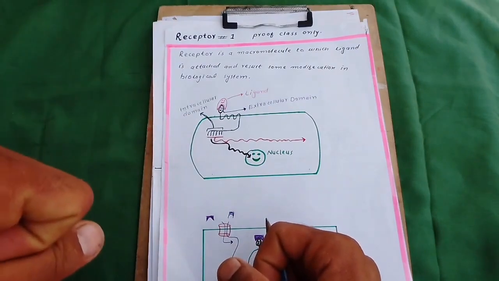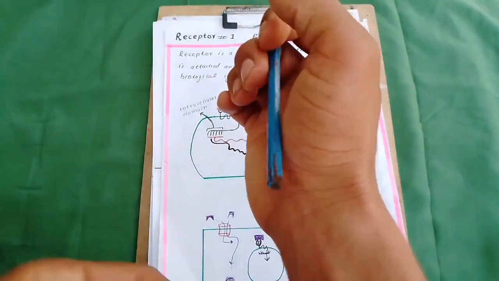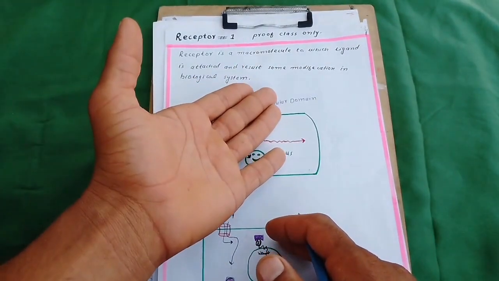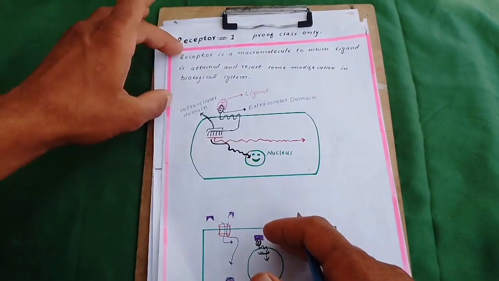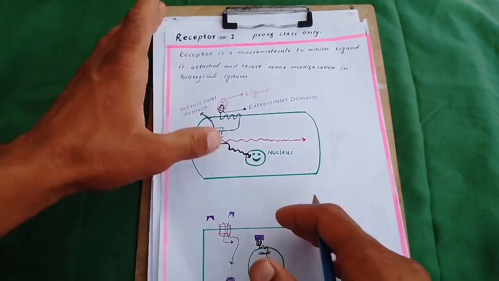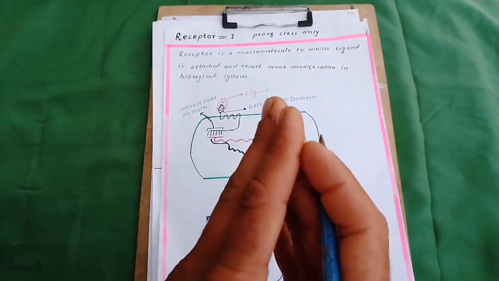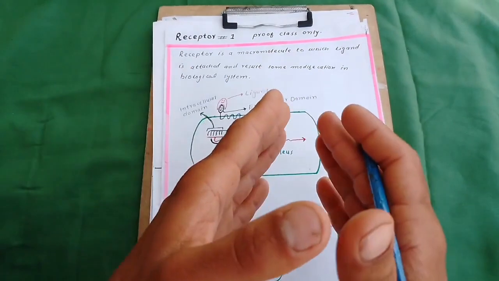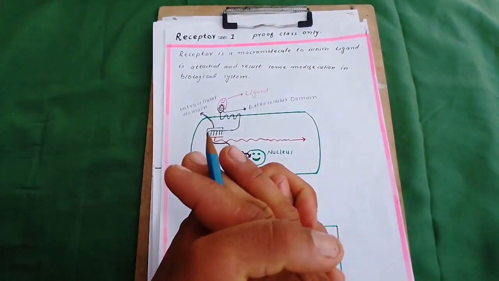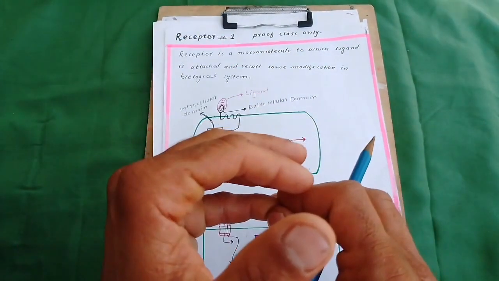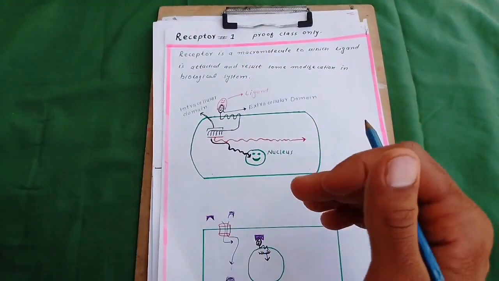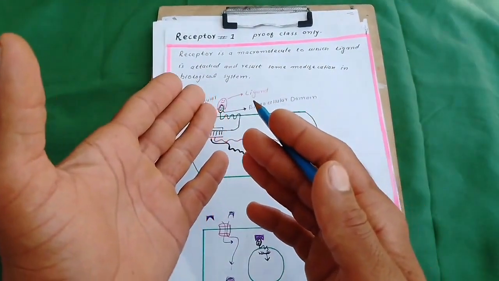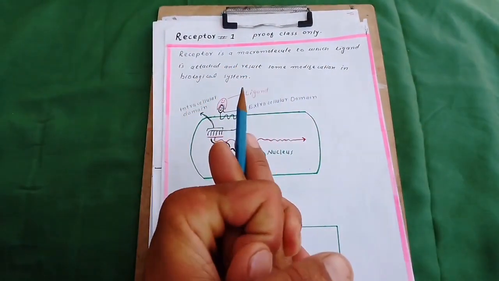Saying a receptor is a cell, tissue, or organ is only a concept for class 9 or 10, but at a high level, a receptor is a macromolecule. So a receptor is a macromolecule to which a ligand is attached and results in some modification in the biological system. What is a receptor? A receptor is a macromolecule, not a nerve ending, not a cell, to which a ligand is attached and produces modification in the biological system.